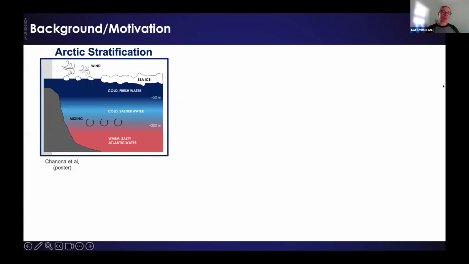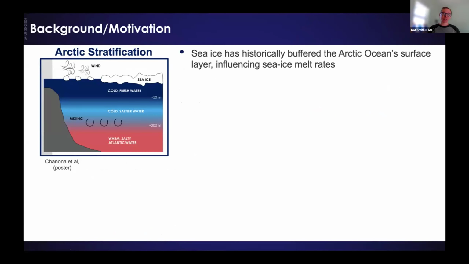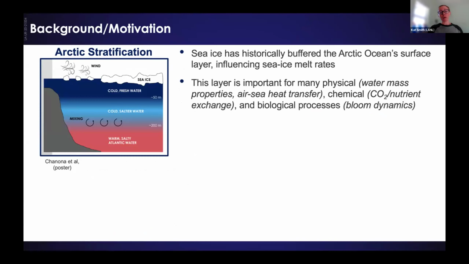So I'm sure I probably don't need to give background and motivation for this, but I will give it anyways, just to kind of set up what I'm going to be talking about today. So sea ice has historically buffered the Arctic Ocean's surface layer from both the atmosphere forcing and also from the warm, salty Atlantic water below or Pacific water below. And this in turn influences the sea ice melt rates as well. Right, and this cold freshwater layer is really important for many physical, chemical, and biological processes. And not only does it have regional and pan-Arctic effects, but it can also have global effects.